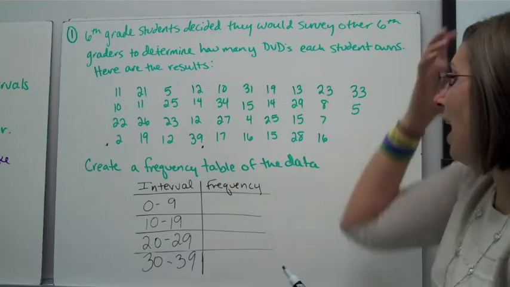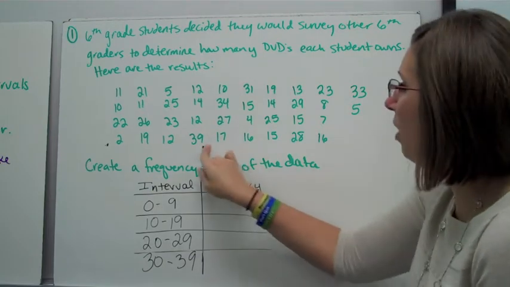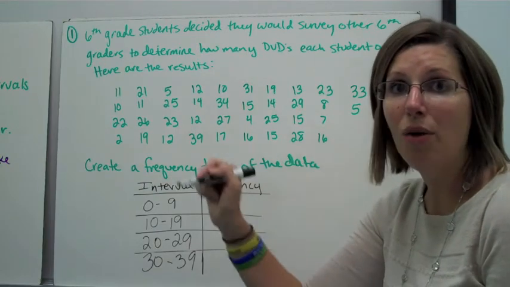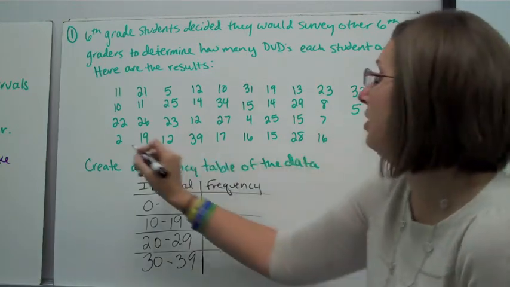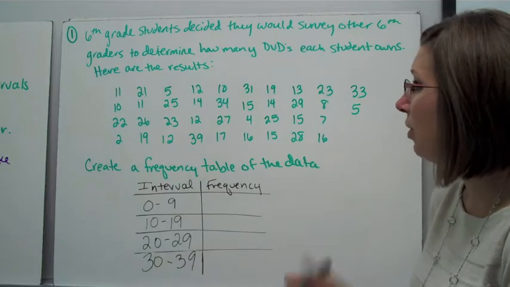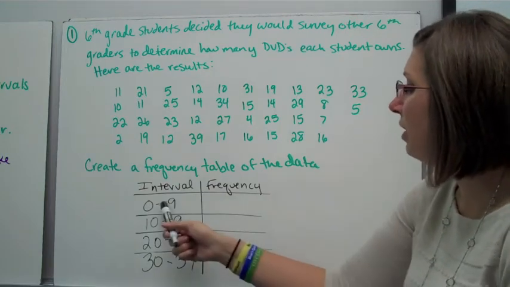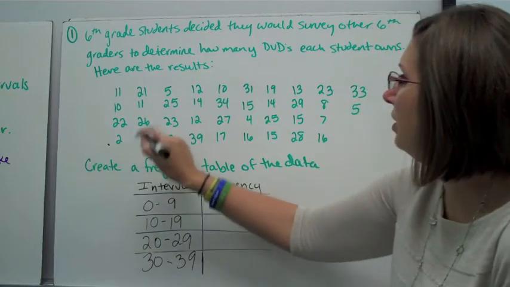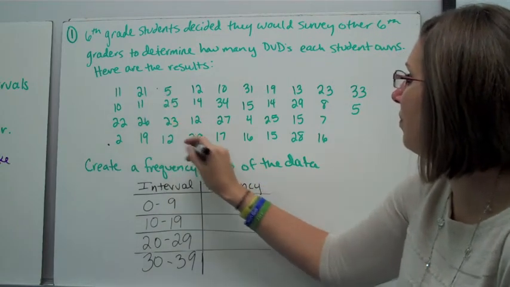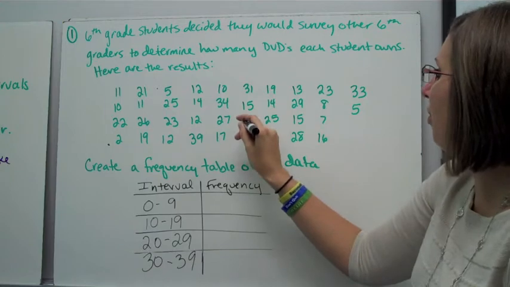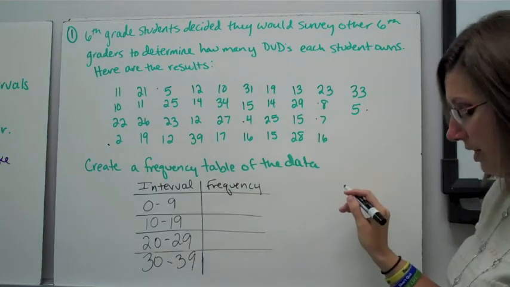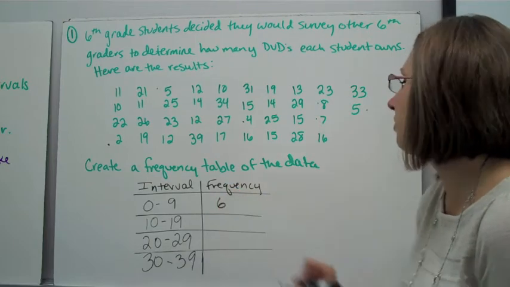We're going to see how many pieces of data fall between 0 and 9. You can cross your pieces of data out, you can circle them, you can put a dot by them like I do, or you can just count. So from 0 to 9, I've got 1, 2, 3, 4, 5, 6. So it looks like 6 pieces of data.